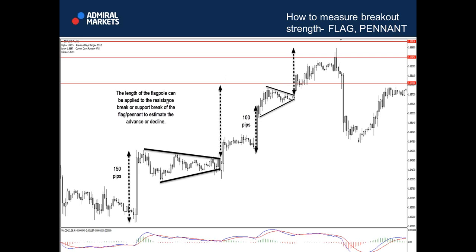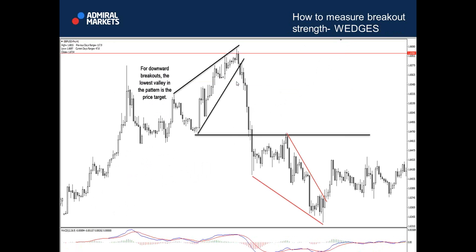So the length of the flag pole can be applied to the resistance break or support break of the flag pattern to estimate the advance or decline. Measure the number of pips and add it after the breakout. Wedges, this is a good example. This is the example of a breakout.